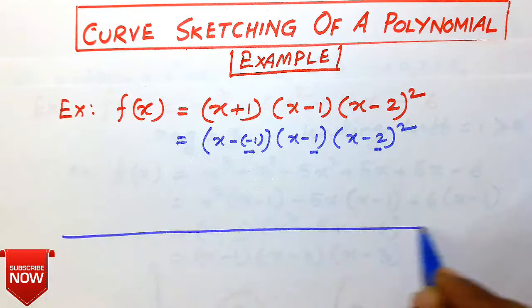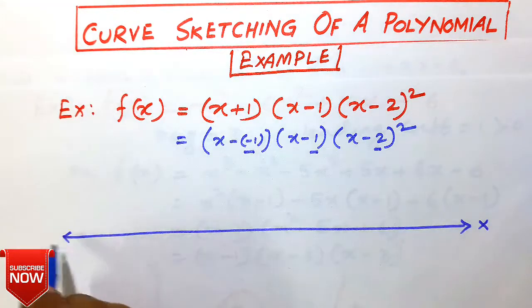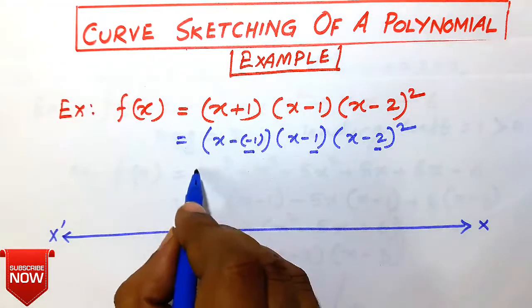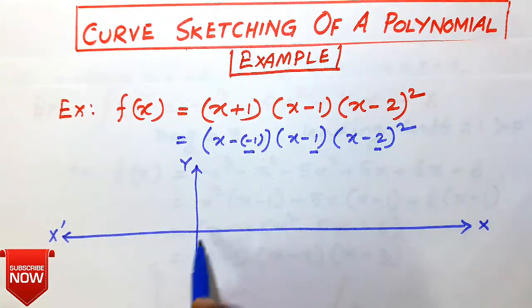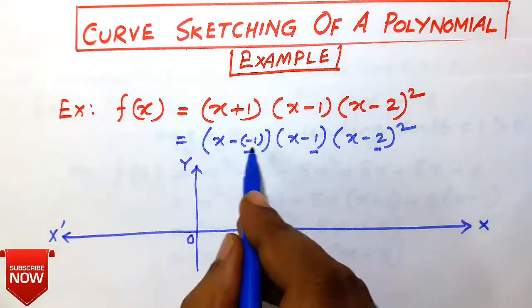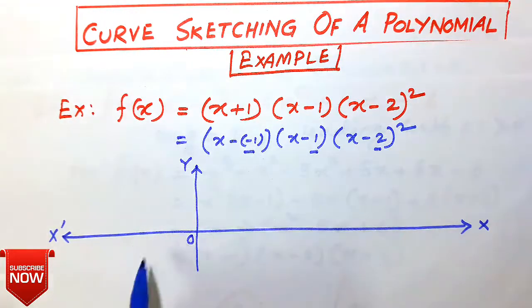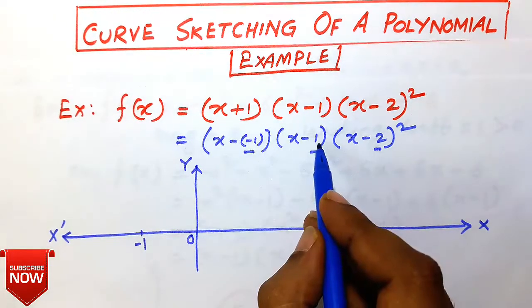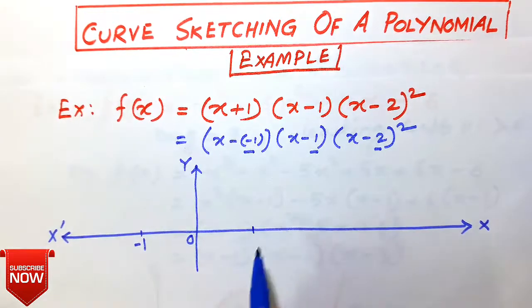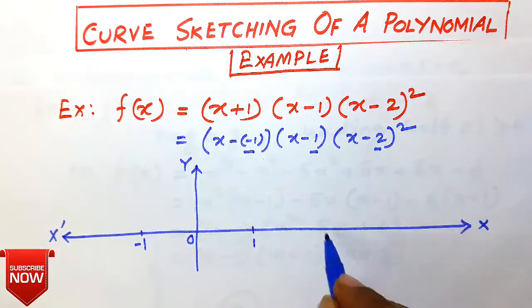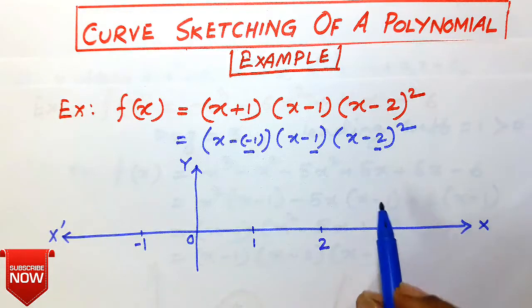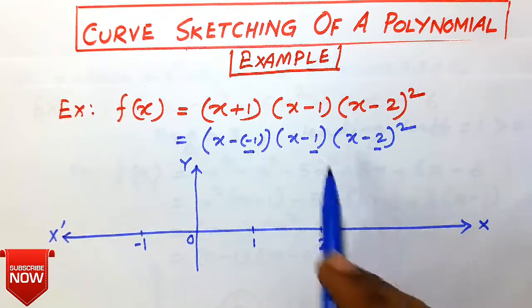So we draw, this is x axis and say this is y axis. Origin O. Now friends, the first critical point is minus 1. This is minus 1 say. Second critical point is 1. This is x is equal to 1. And third critical point is 2. And this is 2. So using the wavy curve method, we shall find the rough sketch of this polynomial.